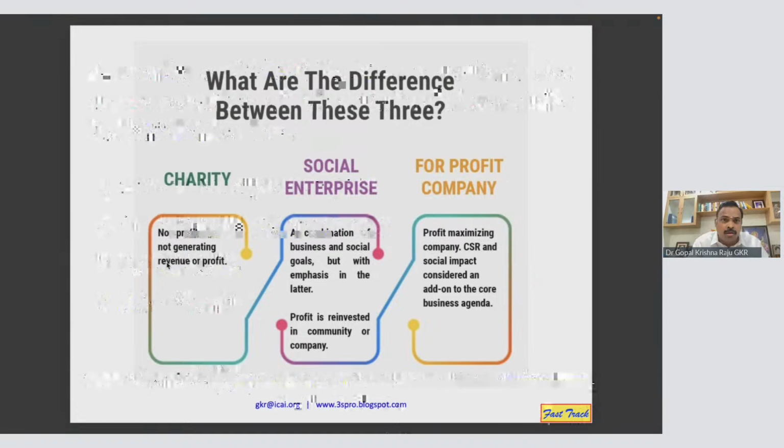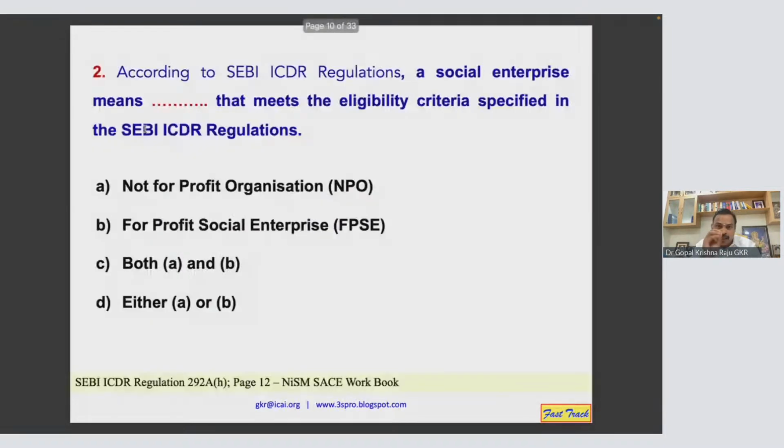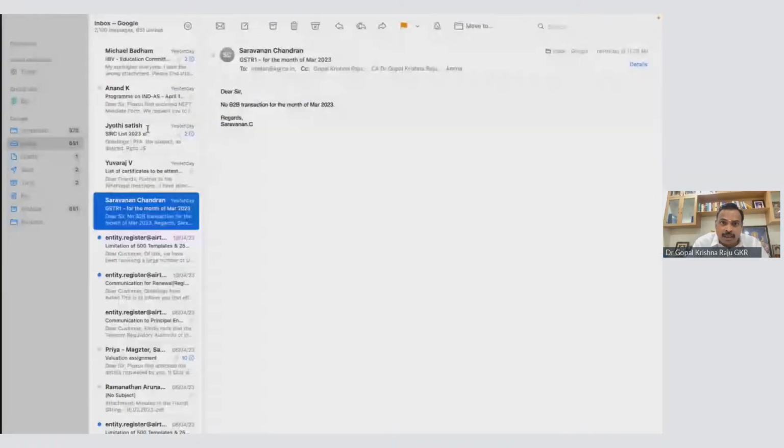So SEBI, in the latest ICDR regulation. So this is that regulation which has been brought out. Please make note of this new regulation that has been brought on 25th of July 2022.